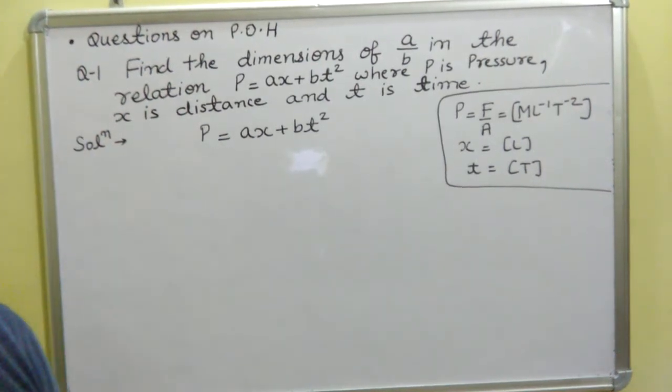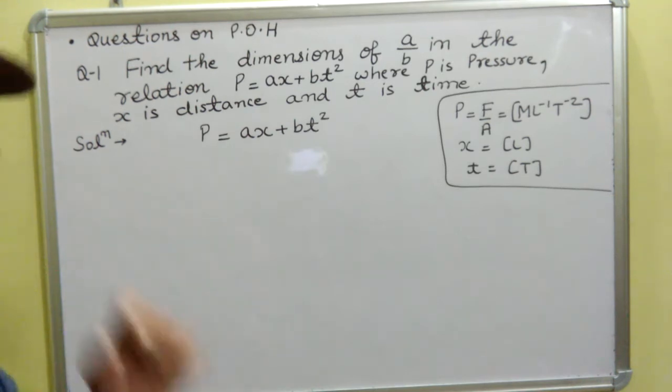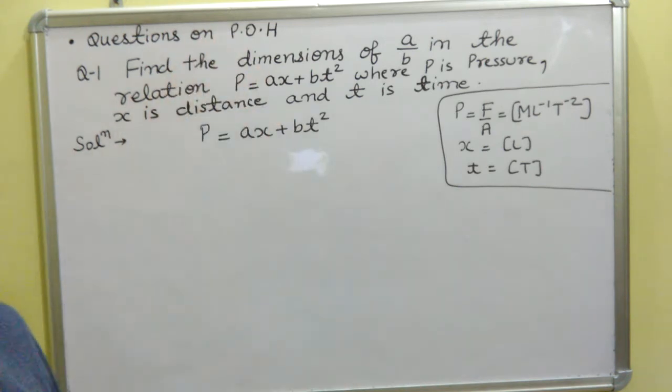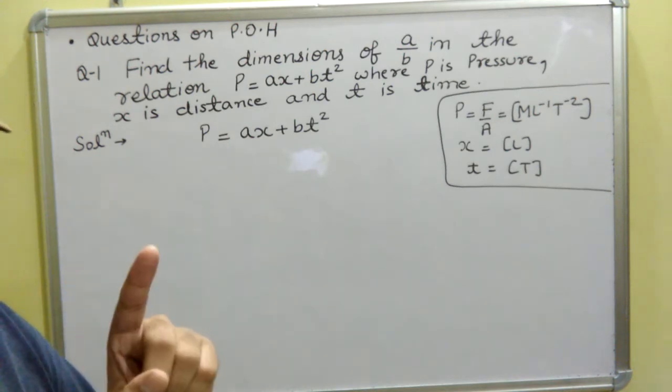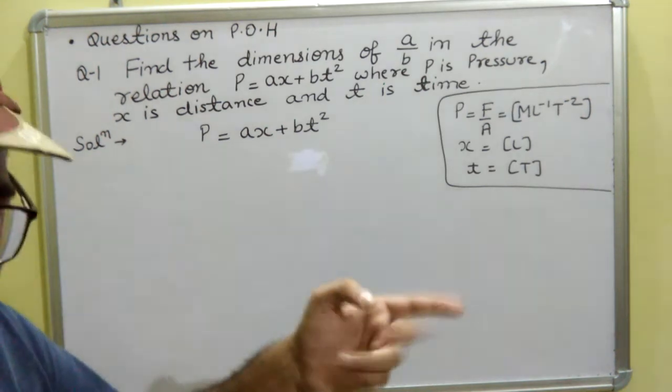Today I am here with the last concept of your dimension analysis, and this is one of the important concepts also, that is the question based on principle of homogeneity. In this topic we will specifically have our focus on principle of homogeneity. Principle of homogeneity, as you already know, क्या होता है? That a formula is correct if the left hand side dimensions is equal to the right hand side dimension.